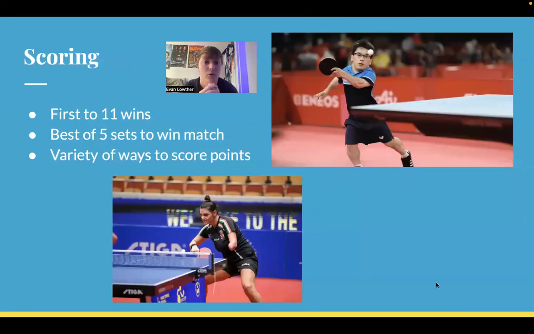For scoring, first to 11 points wins, and it is a best of five sets to win the match. So the first athlete to win 3 sets will win the match and then move on. There's a variety of ways to score points. Like I said before, all the rules are the same as regular table tennis. So once you hit it over to the other side, if they miss the ball, that's a point. And there's a variety of other ways to score points.